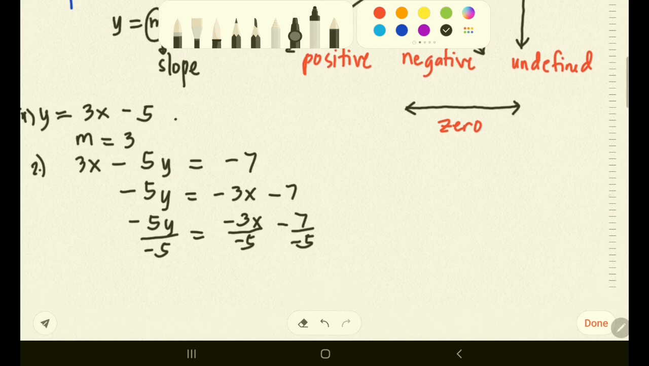So this becomes y equals 3/5 x plus 7 over 5. Very obvious. You could identify m from that. So your m here is 3/5, which is positive.